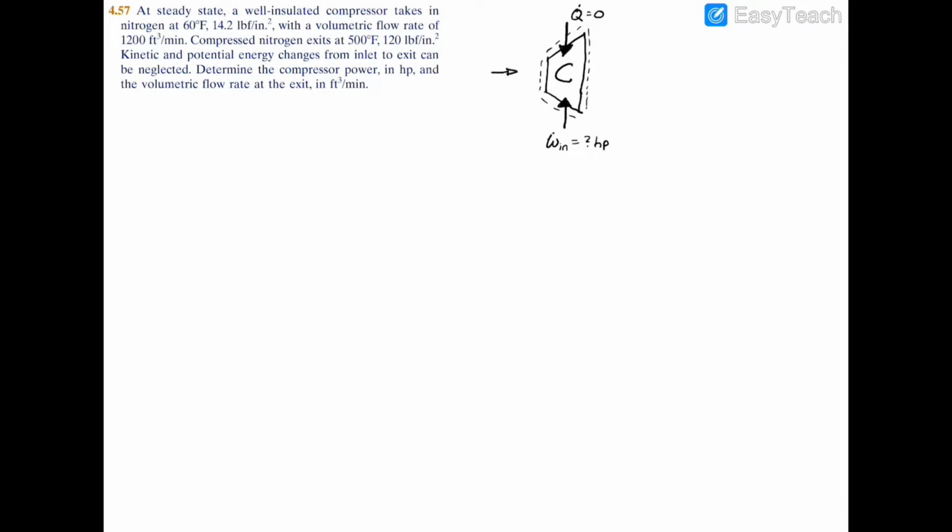Now we have an inlet on the left and an exit on the right. So we'll call this 1 and we'll call this 2, inlet and exit. And so we're working with nitrogen, which is N2. It's a diatomic molecule. And so we have T1 equals 60 degrees Celsius. That's your inlet temperature. Inlet pressure was given as 14.2 psi. We have the volumetric flow rate as well. So V1 dot equals 1,200 cubic feet per minute.